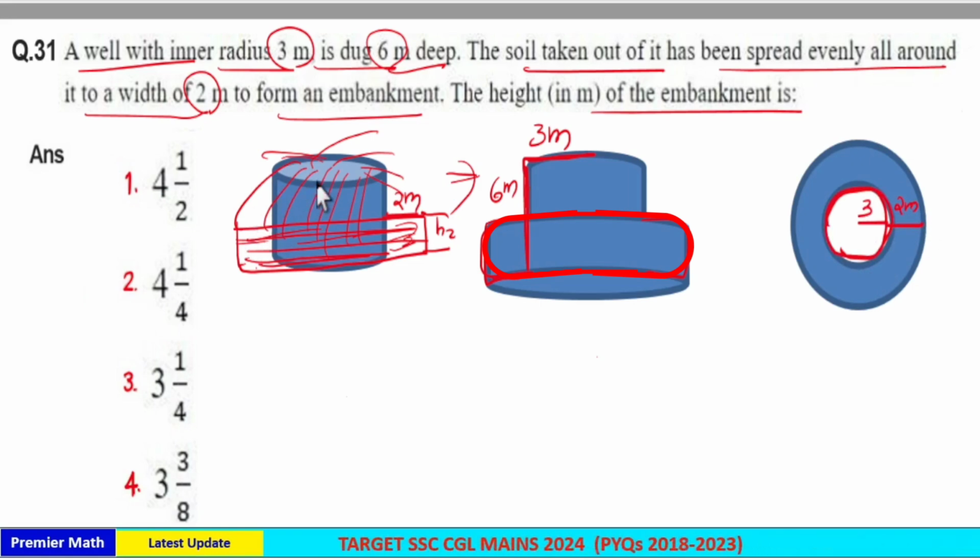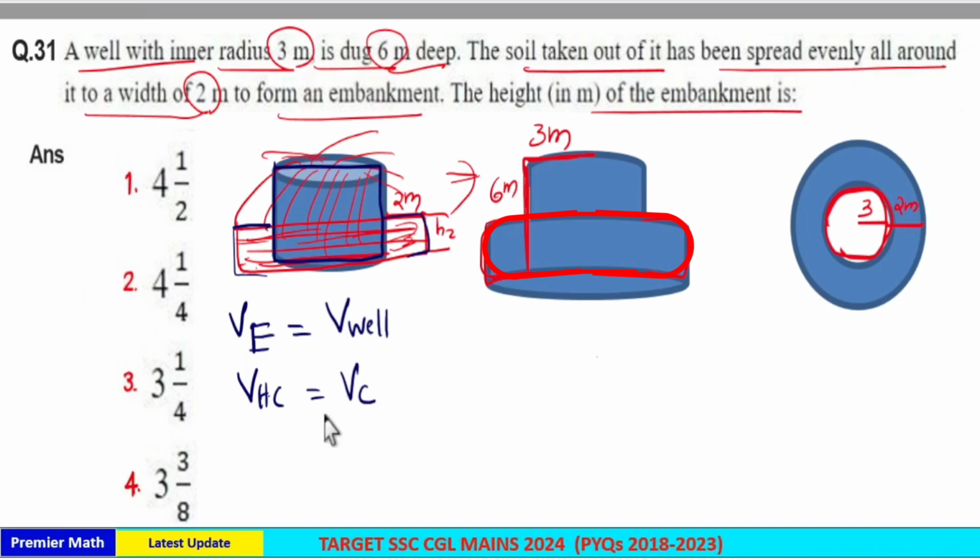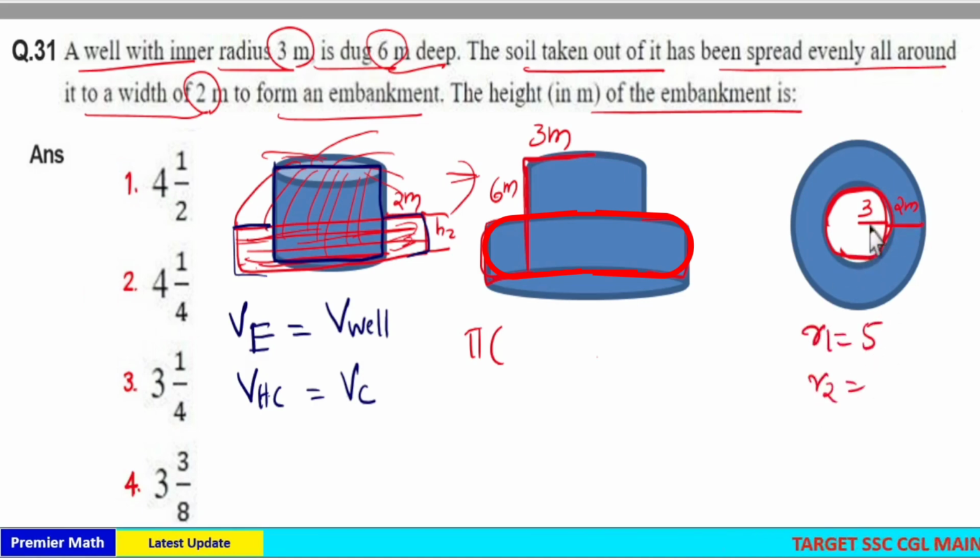So when you pour the soil outside from this well, the volume of this well, means volume of the cylinder, which is same as the volume of this embankment, that is this volume. So volume of this embankment is same as volume of the well, which means volume of embankment, means volume of hollow cylinder, is same as volume of cylinder. Now if you substitute the values, volume of hollow cylinder means pi into R1 square minus R2 square. Here R1 is total 3 plus 2, 5 meter and R2 is 3 meter.